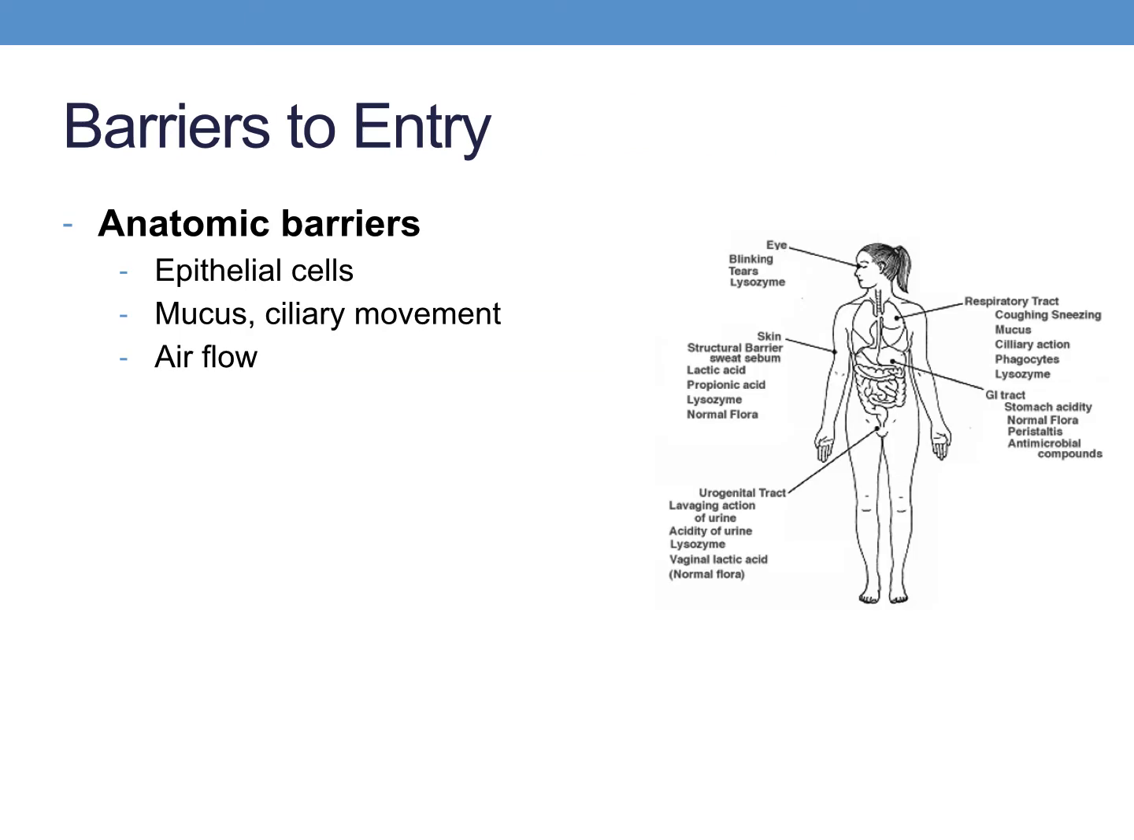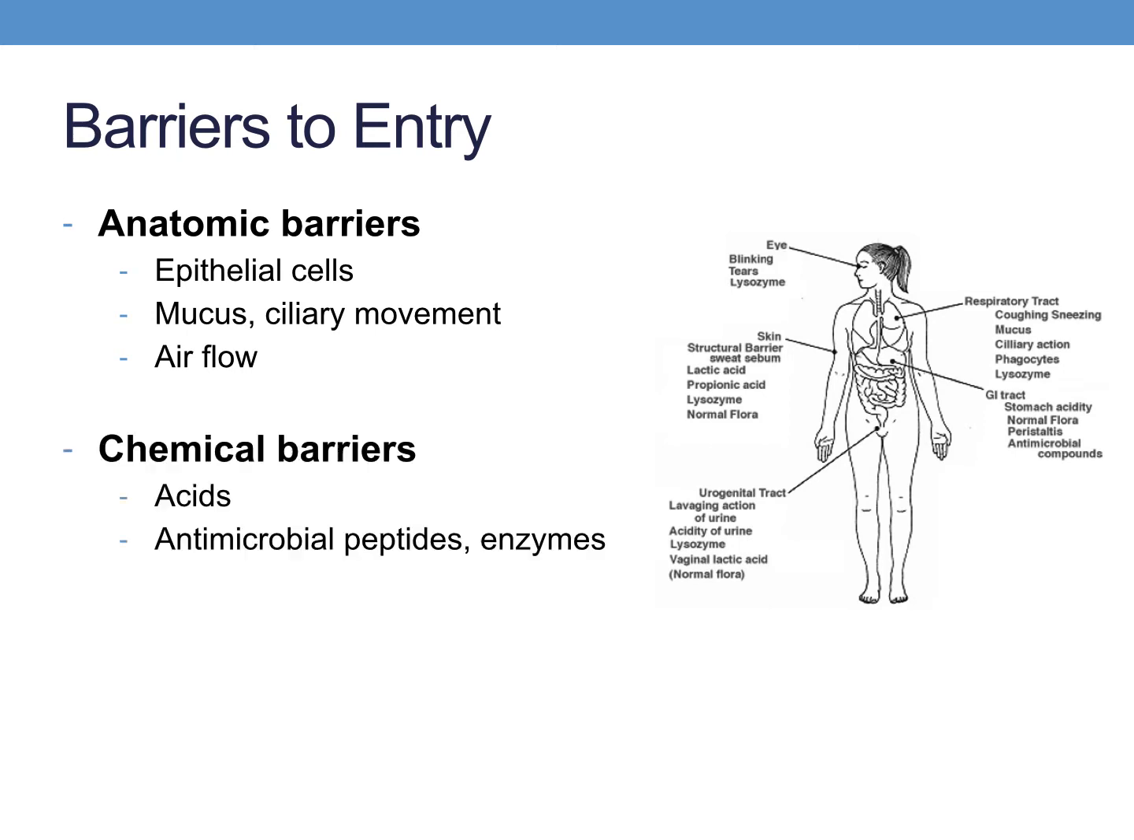Working from the outside in, epithelial cells of the skin, respiratory tract, and GI tract play a crucial role in keeping microbes outside of our body. Tight junctions between these cells provide a physical barrier to entry, mucosal and ciliary movements help trap foreign bodies, and airflow through coughing and sneezing expels them.